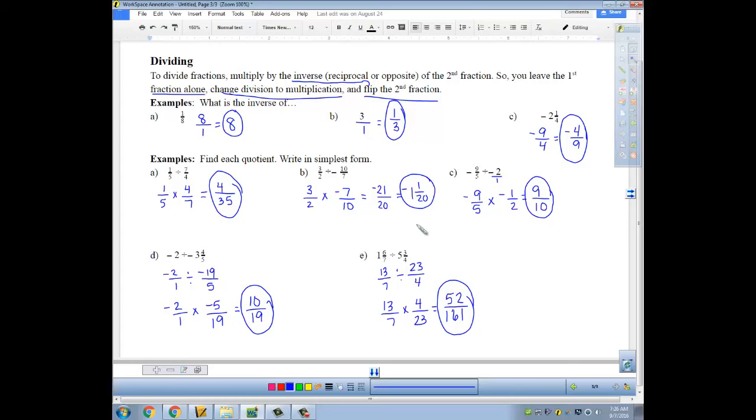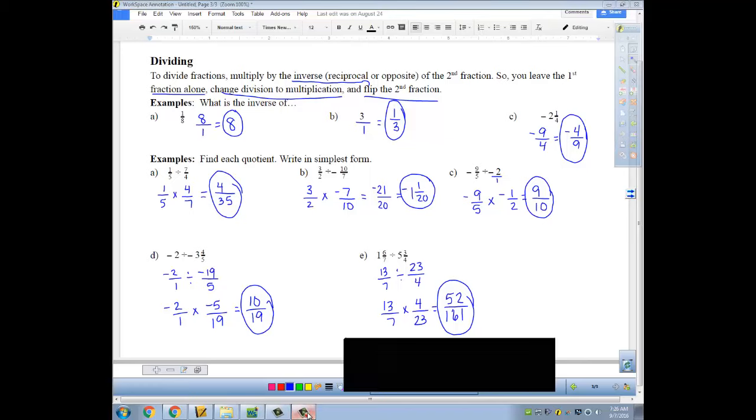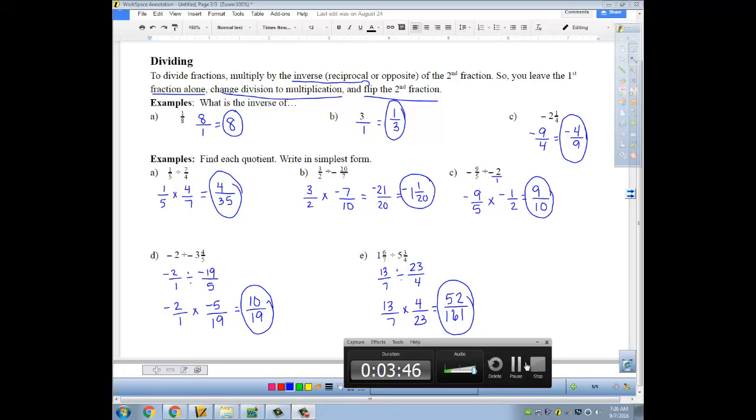So division is a lot like multiplication because we turn it into a multiplication problem. Just remember to keep the first fraction how it is, change division to multiplication, and flip only the second fraction. Once you have that, you can go ahead and solve.